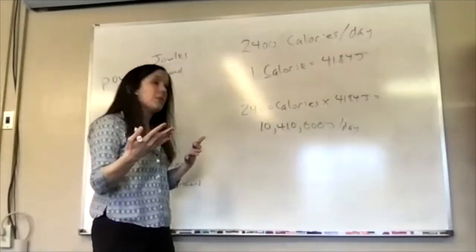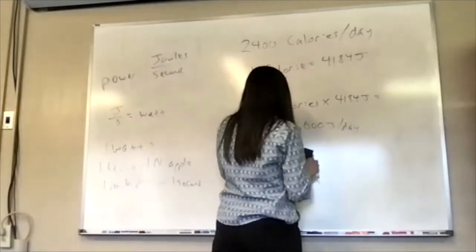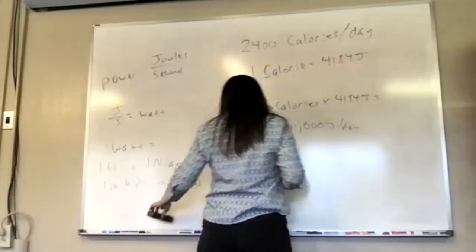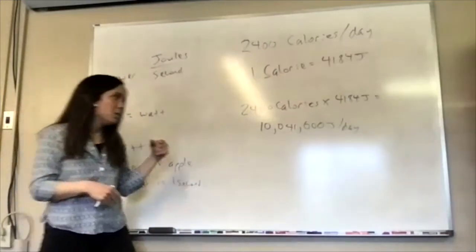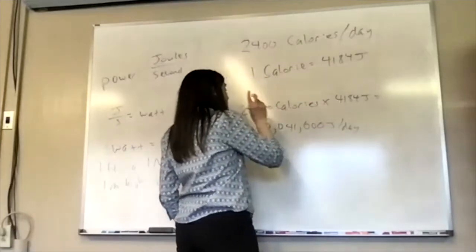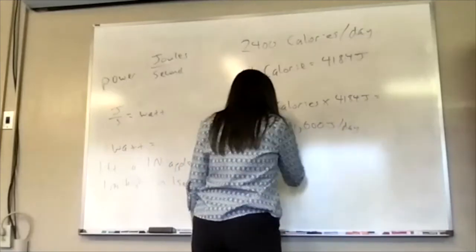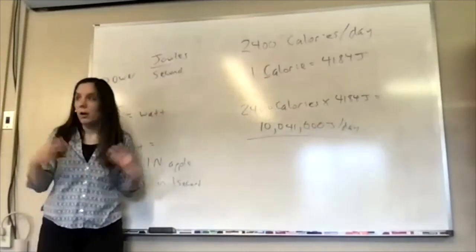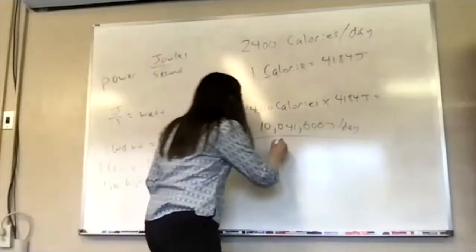And then we're going to convert that to watts. But we want to know how many watts. So we need joules per second to get a watt. So we have to convert this into seconds, joules per second. So 10,041,600 joules per day. We want to know how many per second he's burning. So we can divide this by how many seconds there are in a day. It's 86,400 seconds in a day.